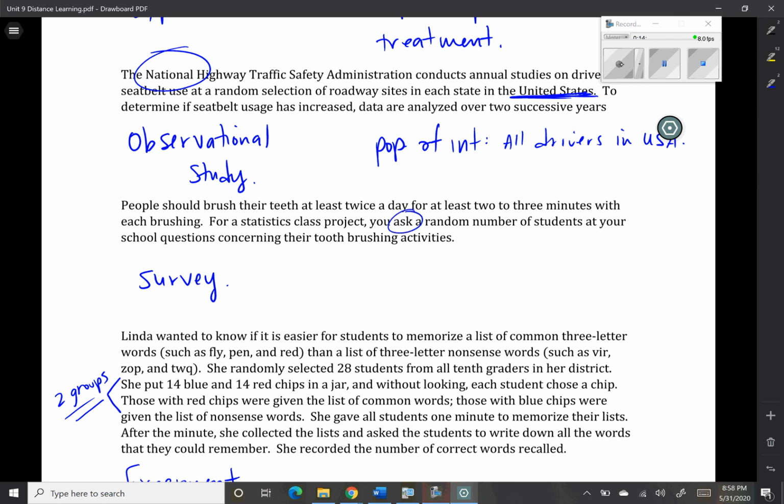We are literally asking people, do you brush your teeth and for how long? It's a very simple way of seeing that it's a survey because we're asking a question. We're not determining whether or not brushing our teeth is going to cause our teeth to fall out or anything crazy like that. There's no cause and effect here. We just want to know, are you brushing your teeth or not? And you should be.